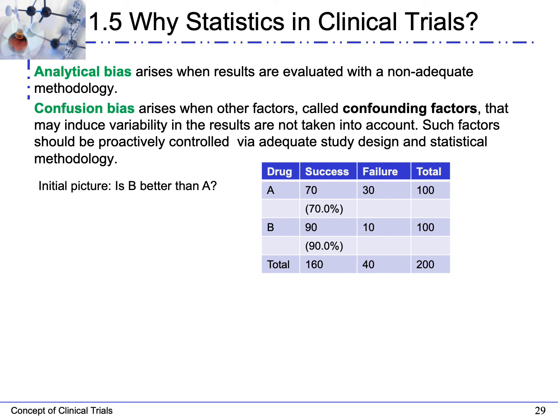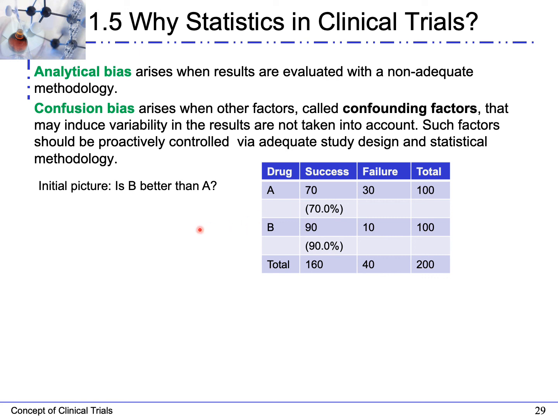So if we look at this example where we have two drugs, drug A and drug B, and the outcome is success or failure. And what it appears is that treatment B has a higher rate of success compared to drug A, a patient receiving drug A.